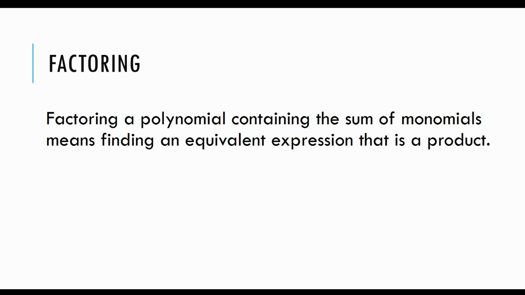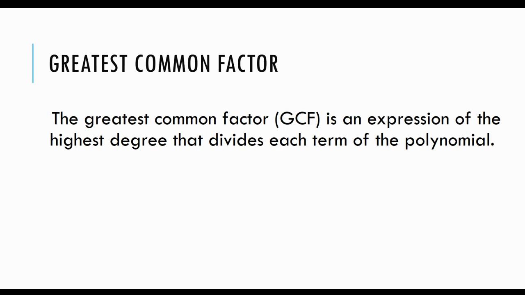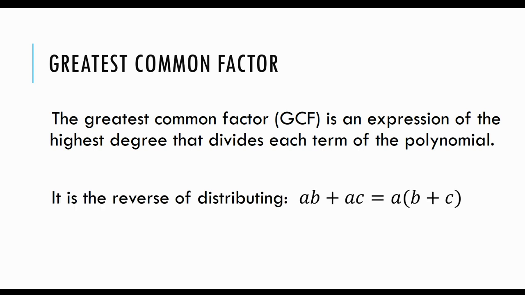So remember, when we're factoring a polynomial containing the sum of monomials, it means that we're finding an equivalent expression that is a product. So the first thing you always want to do when you are trying to factor is look for a greatest common factor. The greatest common factor, also known as a GCF, is an expression of the highest degree that divides each term of the polynomial. It is the reverse of distributing.